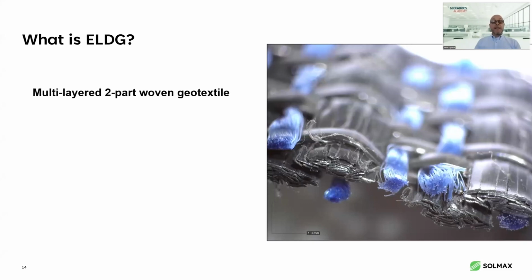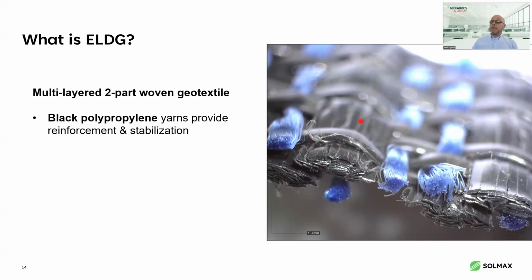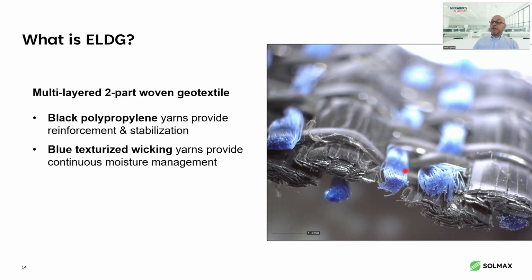First, what you'll see is it's a woven geotextile. It is a multi-layered woven geotextile, and it has two very distinct components that you can see here. The first one, these are black polypropylene yarns. These polypropylene yarns provide the reinforcement and the stabilization function of a high modulus woven geotextile. The blue yarns, these texturized yarns, provide what I like to call the magic with the water. It provides the moisture management, or the wicking ability, of the fabric.